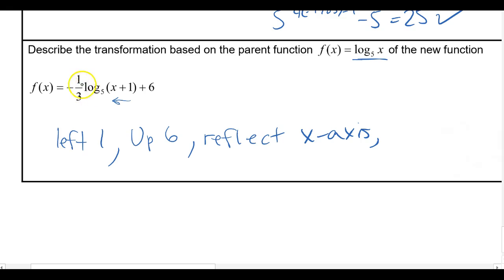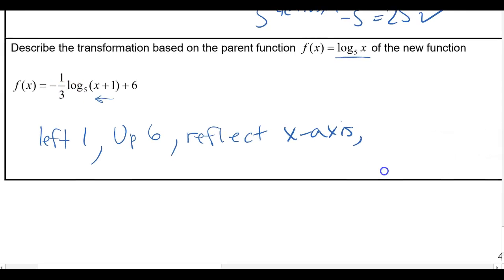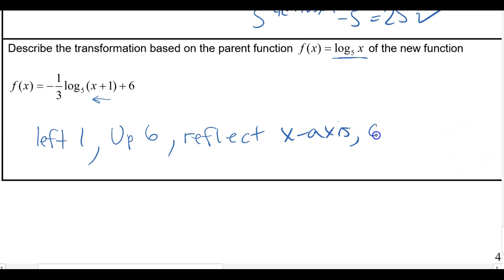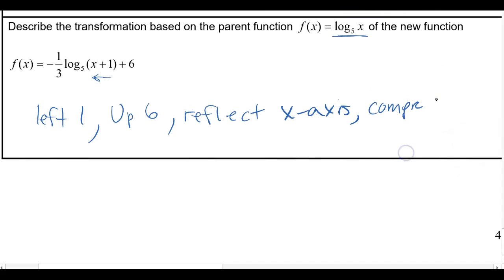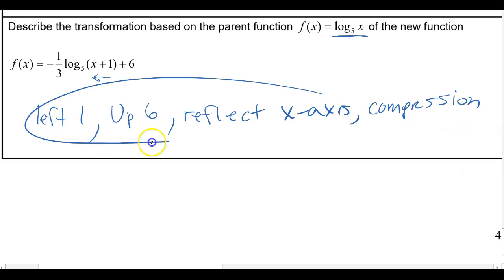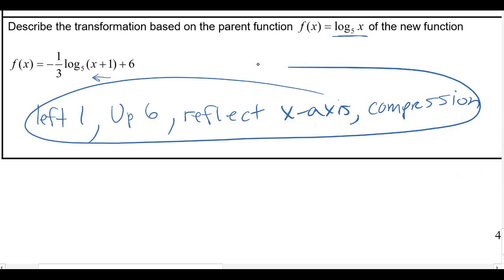And then the last one is this 1 over 3. Well, I know a number in front of any function, if I multiply it, causes a vertical compression or stretch. And this one is less than 1, so this will cause a compression. But don't worry, on the test we won't have any vertical compressions or anything like that. We're just going to have to worry about left and right, up and down, and reflections. Okay? That is it for your review.